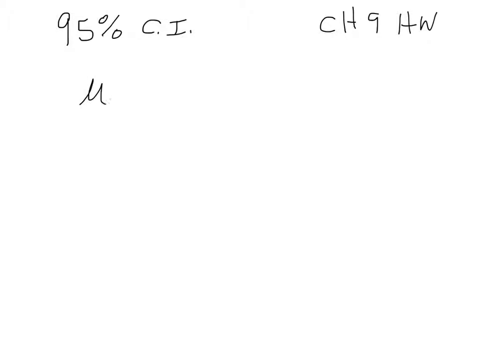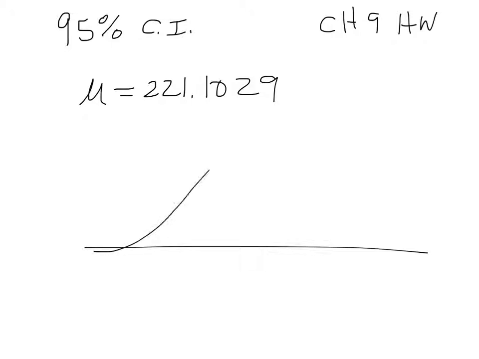Okay, so we want to find a 95% confidence interval for the mean selling price of the homes. So this is your Chapter 9 homework. Either you found or last week we were given that the mean equals 221.1029. And what we want to do, so let's kind of draw this out.